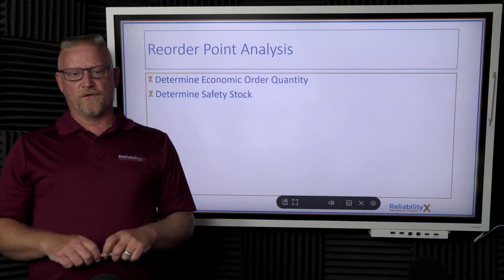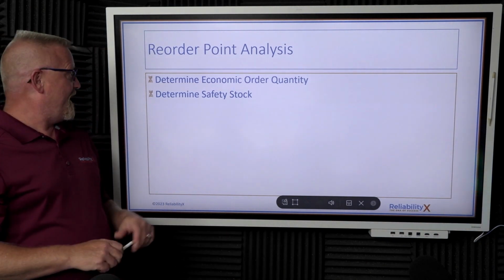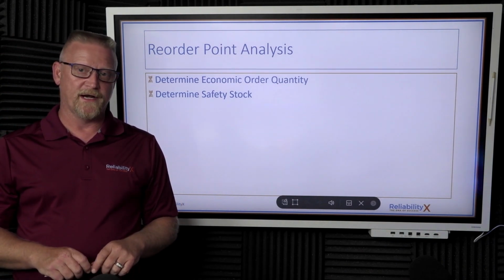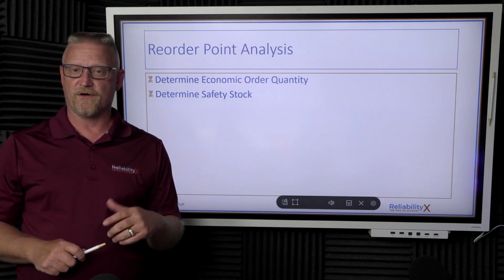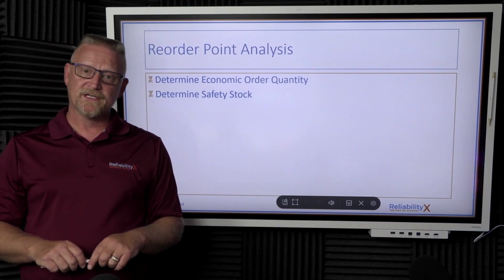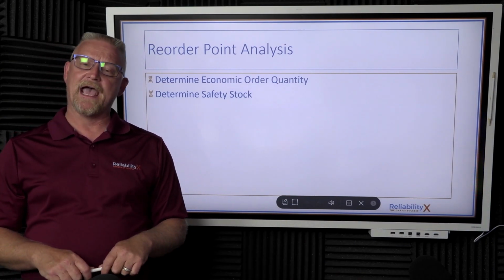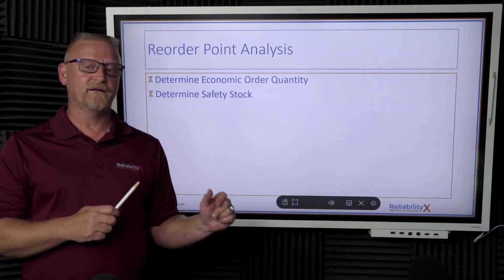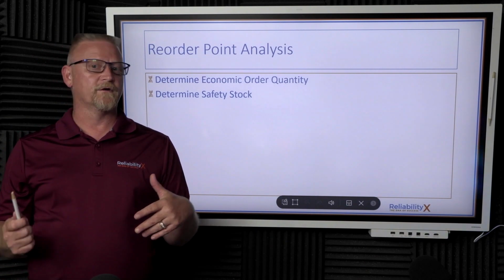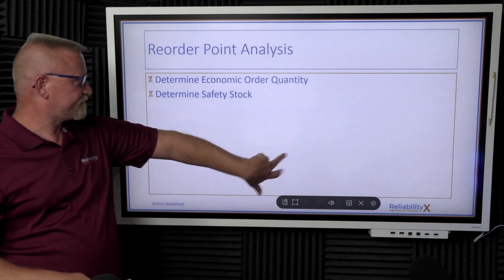So economic order quantity and safety stock is really what we want to talk about when we think about reorder point analysis. Reorder point analysis looks at our inventory spend and demand and how much it costs us to place orders, and tells us realistically how much we should have on hand, and when it's time to order, how much we should be ordering at that point in time.